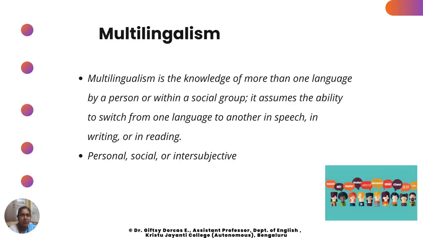So multilingualism, just like bilingualism, where the learner knows two languages, here the learner knows more than one language. It's mostly more than two, or three or four languages. The reasons why they do it may be personal, social, or intersubjective. They become multilingual, so they are able to switch between various languages. They are able to speak, read and write in multiple languages.